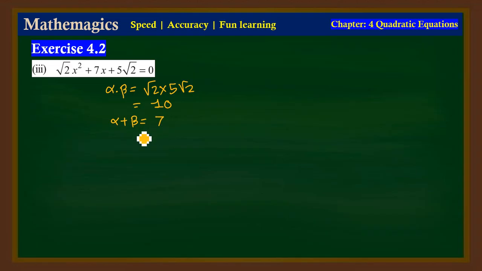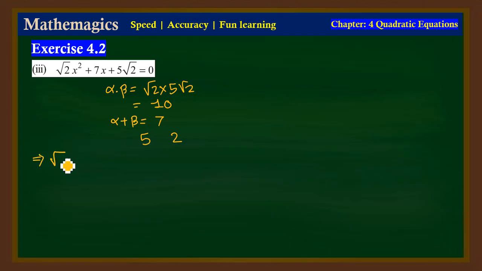So we must understand which numbers have to be taken so that the multiplication gives us 10 and the addition gives us 7. Obviously I can take the numbers 5 and 2. So 5 times 2 is 10 and 5 plus 2 becomes 7. Now we're going to break the middle term with the help of these two numbers, 5 and 2.